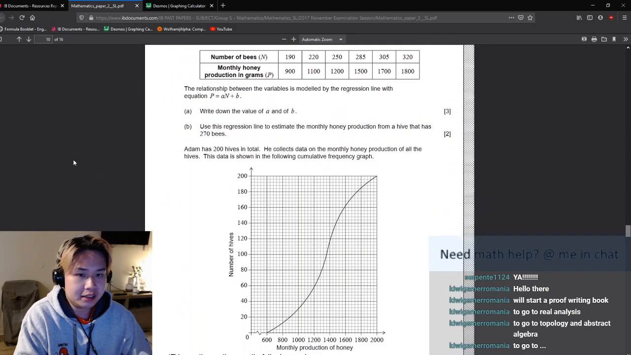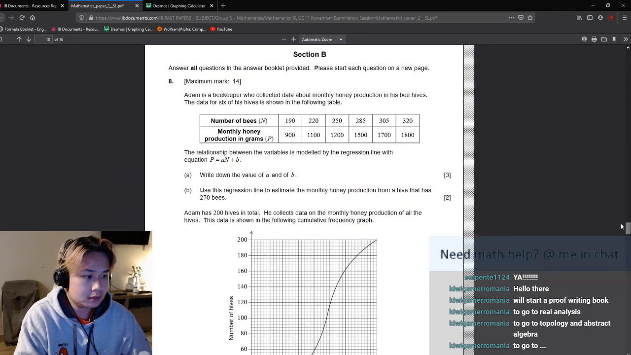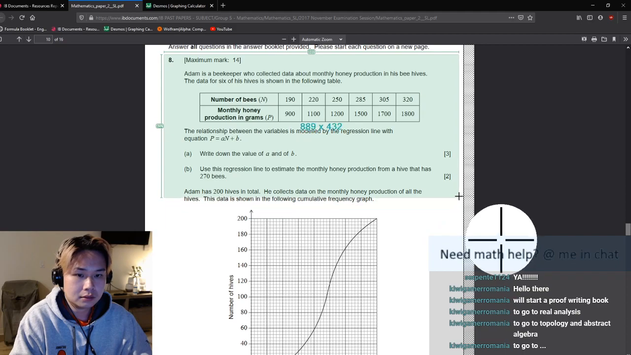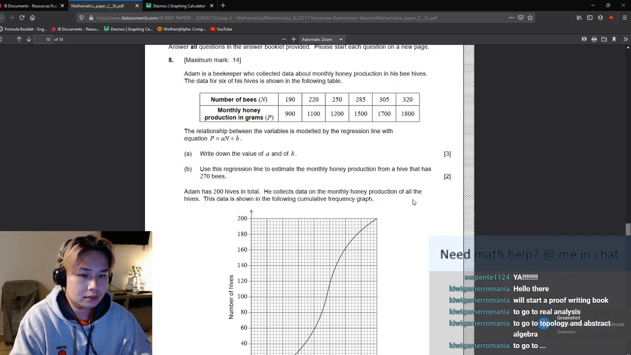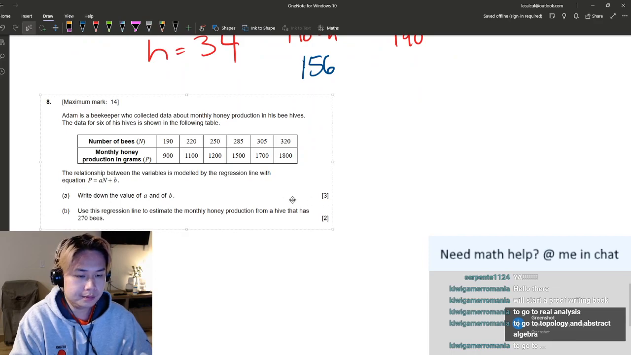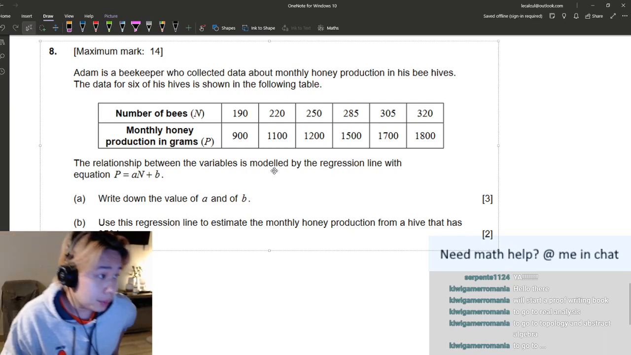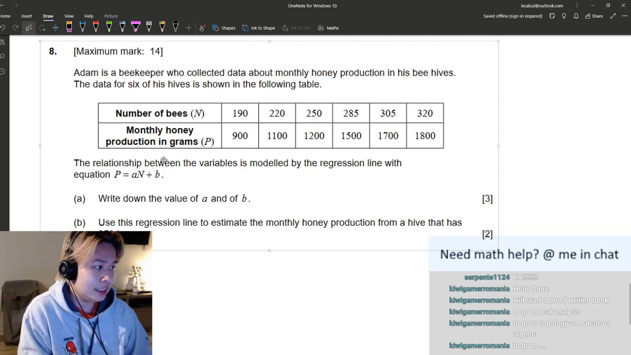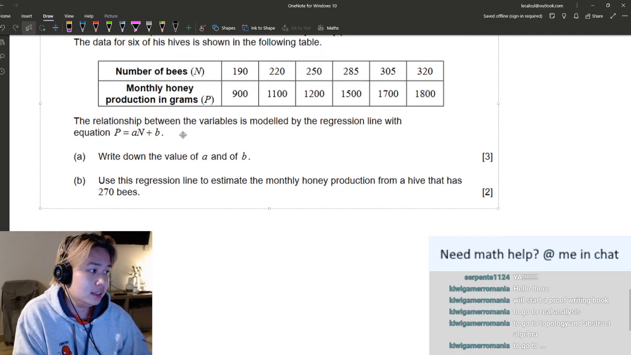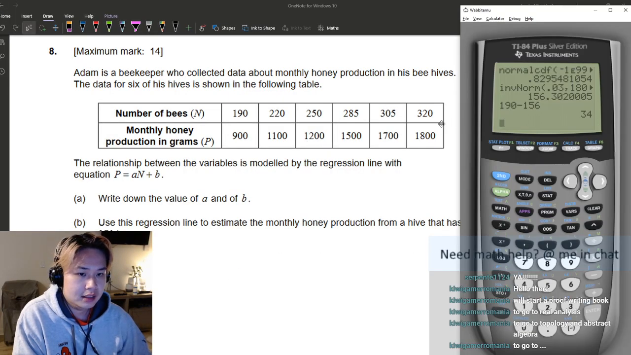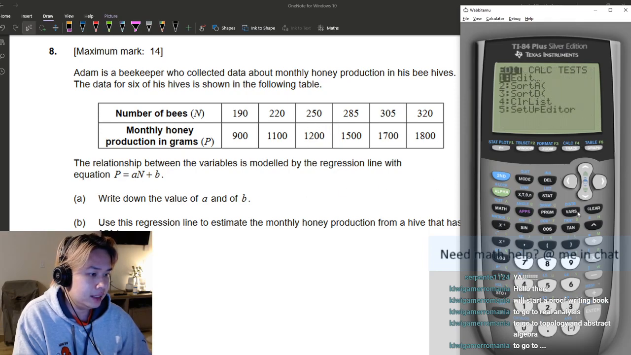All right, on to section B. Okay, because this is the only, realistically the only part in IB that they can ask you to linearly regress something because you need a calculator, this will always just be in paper two. You're gonna have a linear regression. So we're going to linear regress N onto P. So I'm gonna go into my list, and then I gotta clear these out.